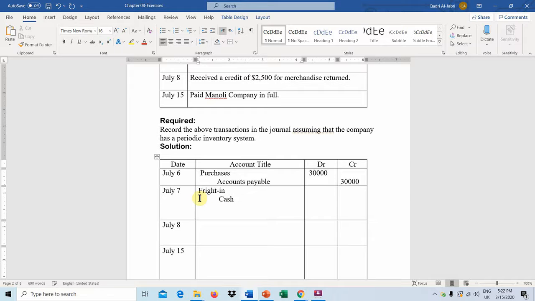As you can see, we have two types of freight: freight in and freight out. Freight in is the freight that we pay to get the inventory into our stores. Freight out is the freight paid to get inventory out of our stores, which means when we sell it. But freight in is when we buy or purchase it. So I will debit this by 1,500, and I will credit this one by 1,500.